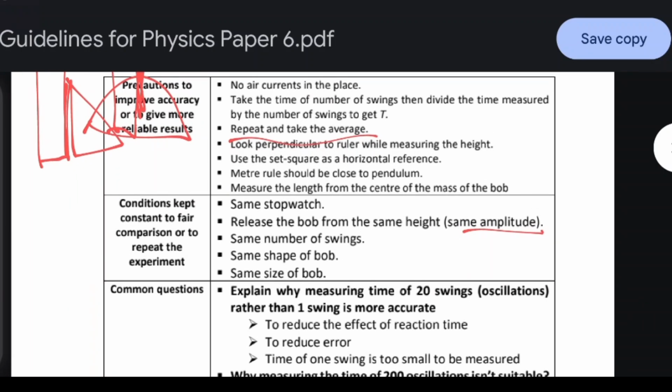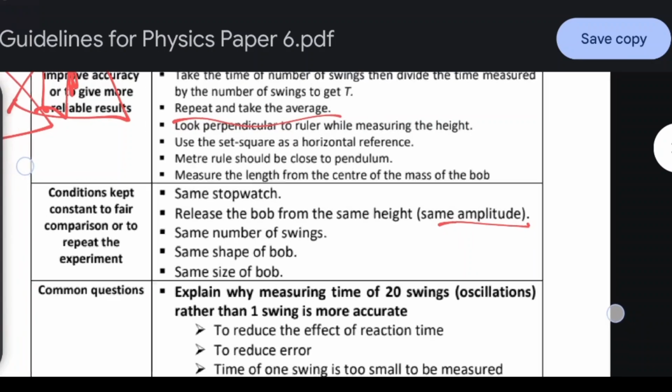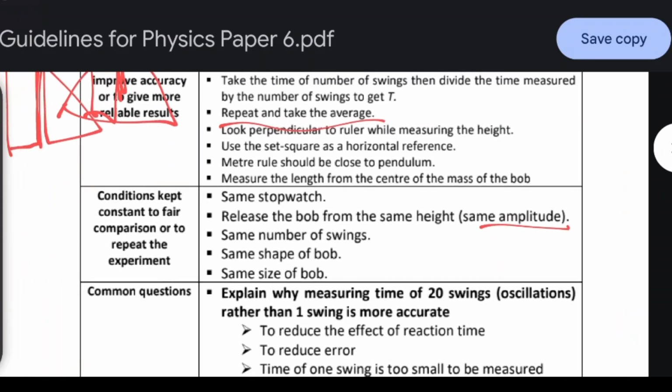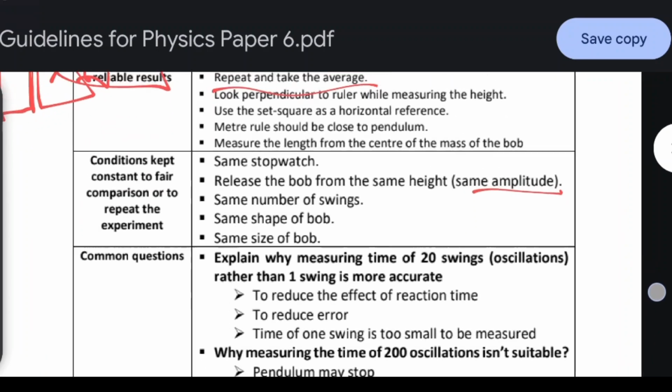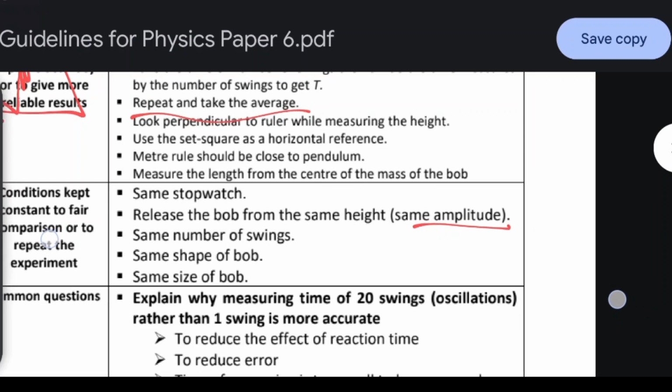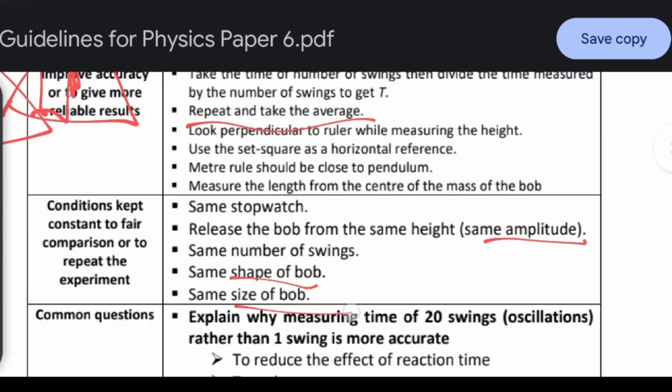Otherwise, it might take time to come back to the oscillation, and of course it wouldn't be fair. Then, same number of swings. Same shape of the bob, same size of the bob, because of course that will affect how it moves, how far it moves, how quickly it comes back. So these are the factors that have to be kept constant: same stopwatch, same amplitude, same number of swings, same shape of the bob, same size of the bob.